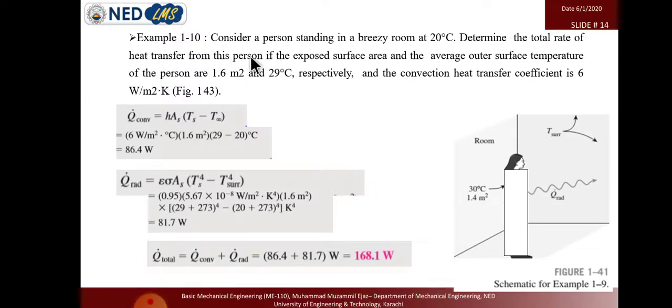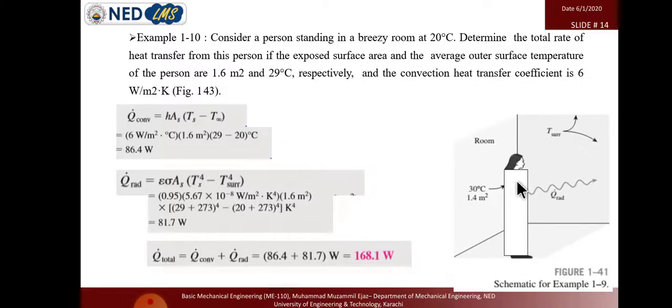Example 1.10: consider a person standing in a breezy room at 20 degrees. Determine the total rate of heat transfer from this person if the exposed surface area and the average outer surface temperature of the person are 1.6 meter square and 29 degrees centigrade respectively. In the previous numerical we had an area of 1.4, now we have 1.6 meter square, and 29 degrees instead of 30. The convection heat transfer coefficient is 6 watt per meter square Kelvin. So in this numerical we have to determine the total rate of heat transfer from the person.